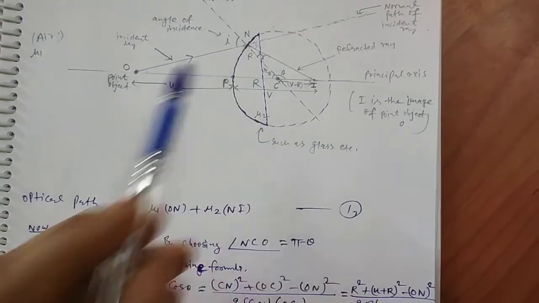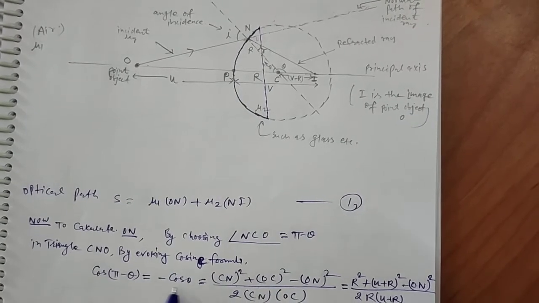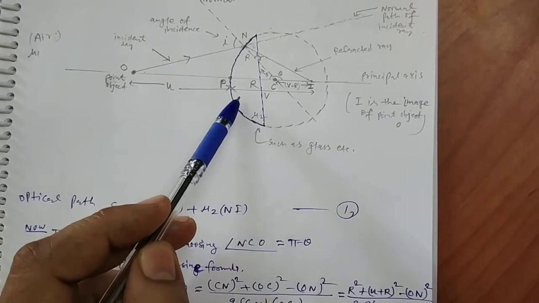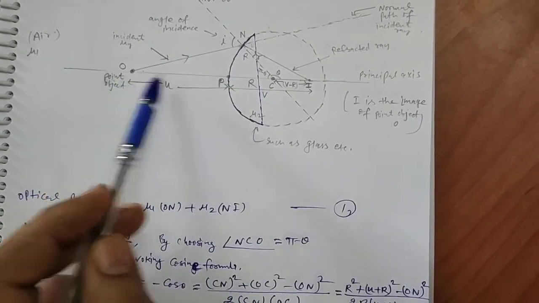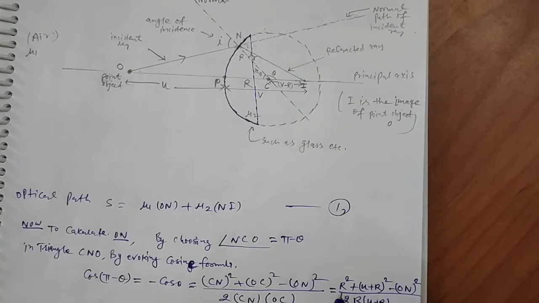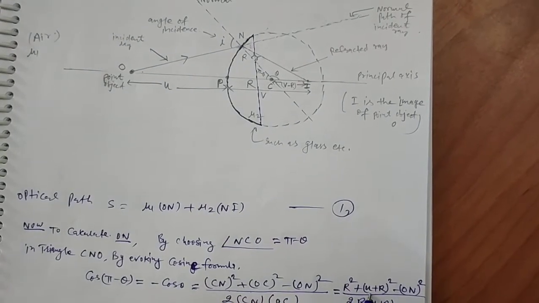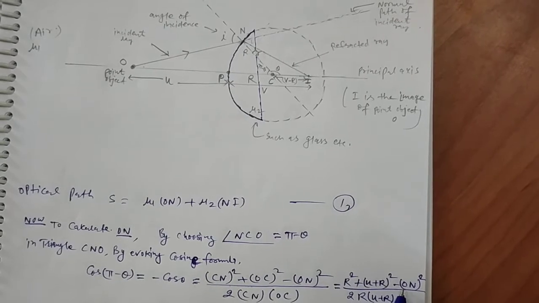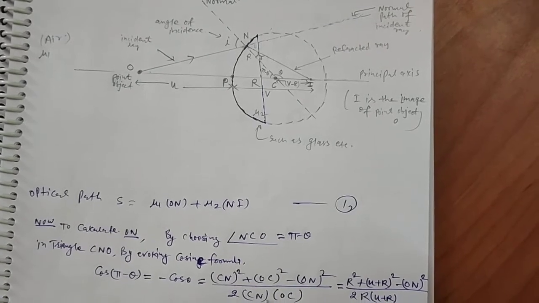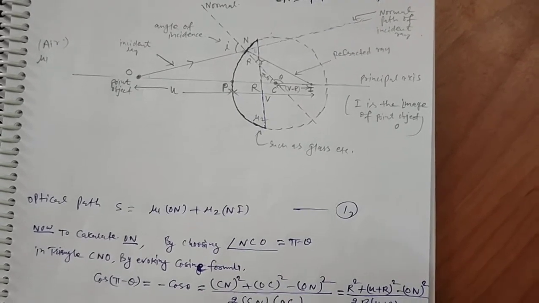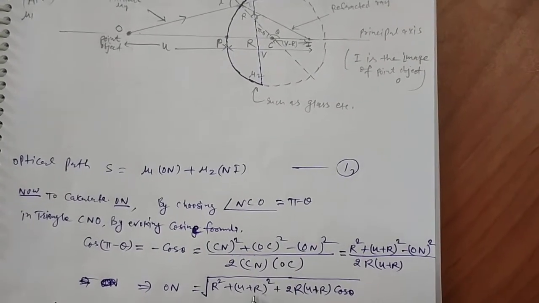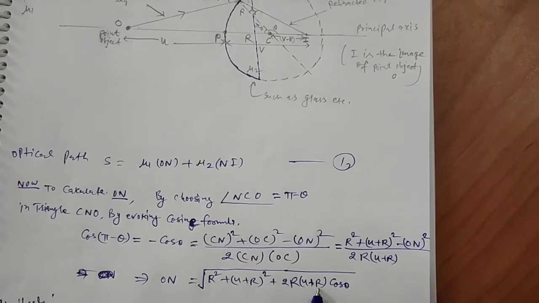So in this triangle CNO, cos of pi minus theta can be written as CN square plus OC square minus ON square upon 2 CN OC. So CN is equal to R, OC is equal to u plus R, and ON which we want to calculate, and 2 CN is R and OC is u plus R. After solving it we can derive ON, which is equal to the square root of R square plus (u plus R) square plus 2R(u plus R) cos theta, this one.